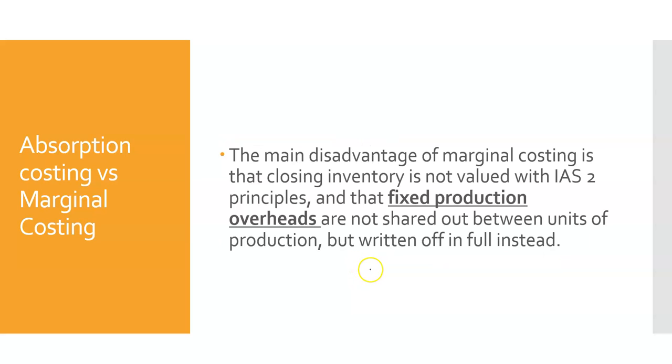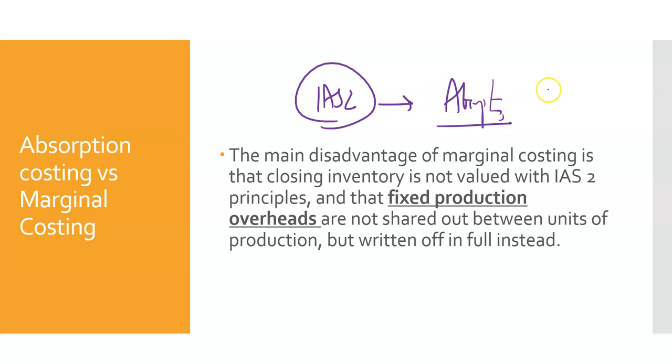And that's kind of the principle. IAS 2 only allows, of course, absorption costing, right? Because we must include all the costs involved. So you can see there's a place for absorption costing. There's very much a place for marginal costing, which is very much about decision making.